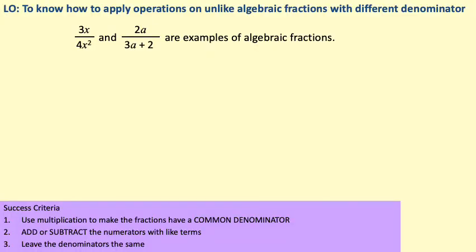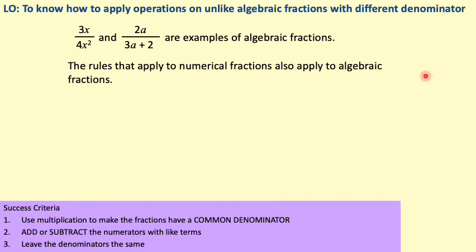So here we have two examples of algebraic fractions. Now these are called algebraic fractions as they have an algebraic term, so a variable or an unknown, on the top and on the bottom. So as you can see in our numerator here we have an x, and in our denominator here we have x squared. In this one here we have an a term in the numerator with our 2a, and then we have an a term in our denominator in the 3a part of 3a plus 2.